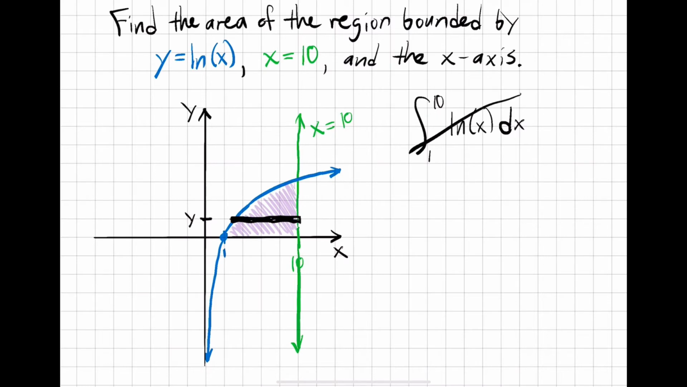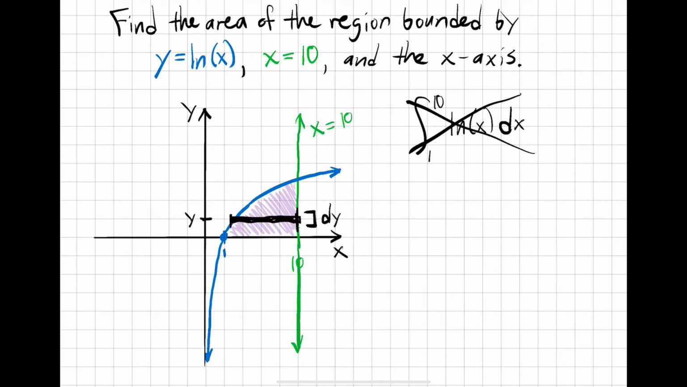We're going to get rid of this integral because we don't know how to solve it. And instead, let's think about what's the width of our rectangle. Well, that's a very tiny change in y. That is dy. And what's the height of our rectangle? Well, it's the higher x value minus the lower x value. X values are higher to the right, so the higher x value is x equals 10, and our lower x value is this curve y equals the natural log of x.